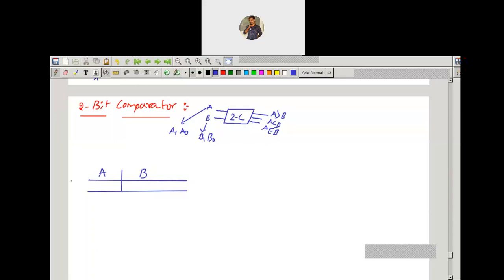So A is what? A is a 2-bit number. That is, A can have 2 bits, which I'm representing with A1, A0, and B also can have 2 bits, those are B1 and B0.